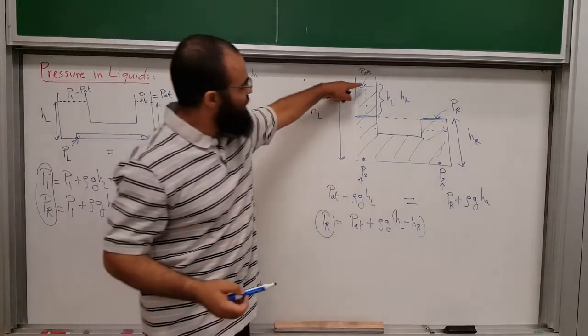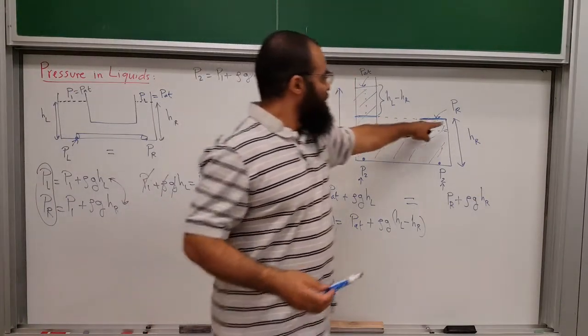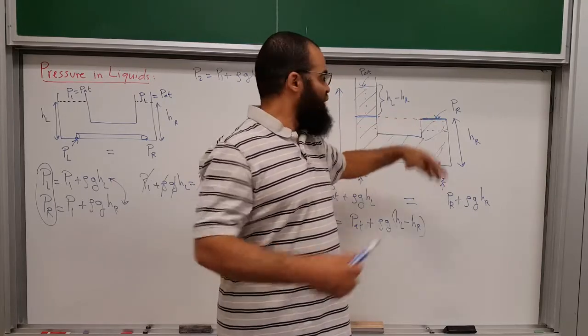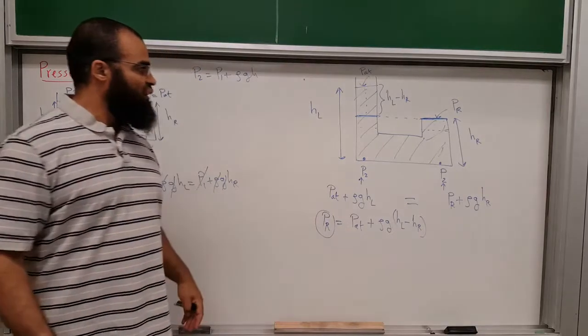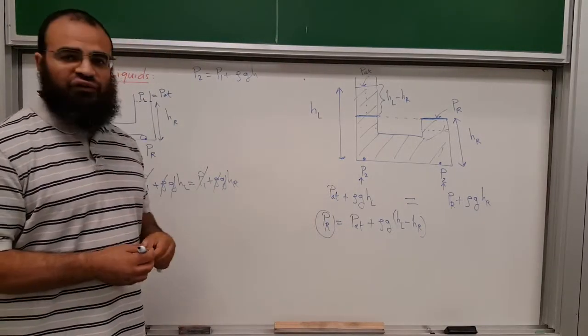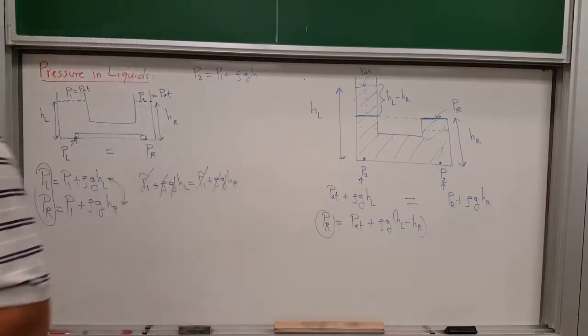Now, if you keep making this column really long, at some point the lid cannot handle the pressure and it just pops, and then it just opens if it's not strong enough. Okay.